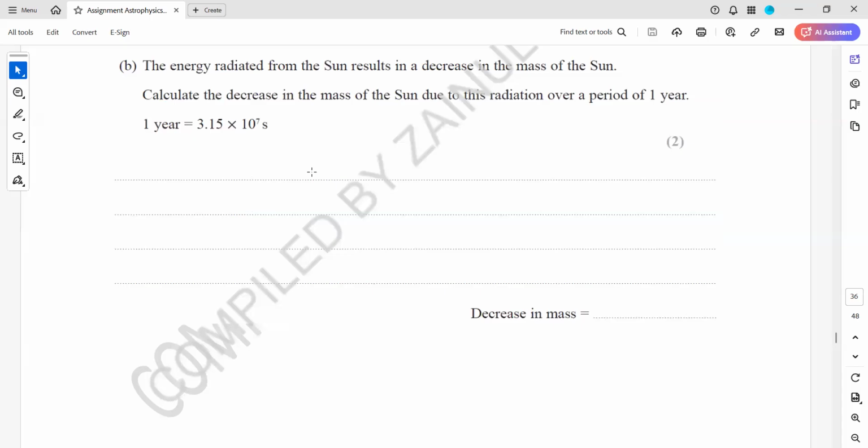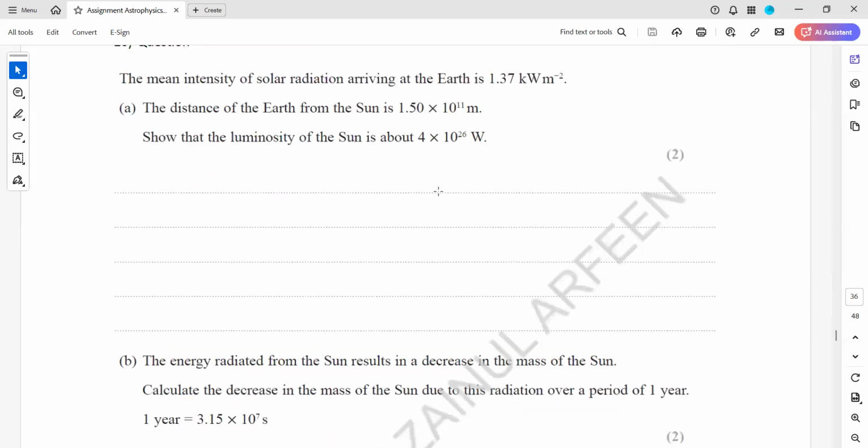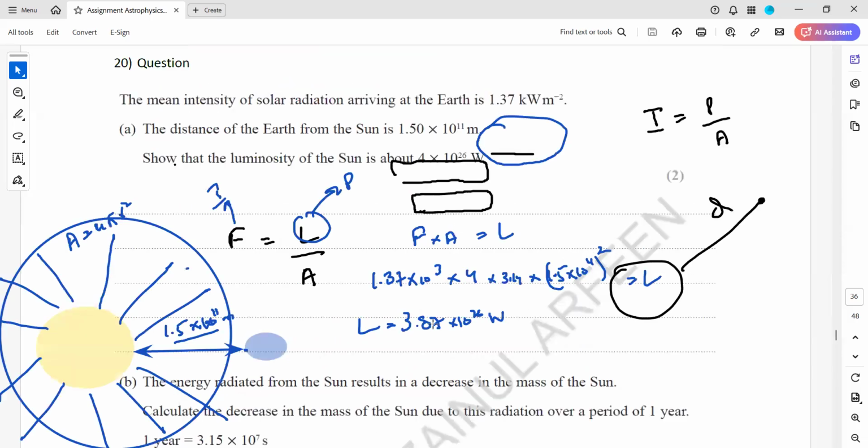The energy radiated from the Sun results in a decrease in the mass of the Sun. Calculate the decrease in mass of the Sun due to radiation over a period of 1 year. As the Sun is emitting energy, the mass of the Sun is decreasing. We want to work out how much mass of the Sun is decreasing in 1 year. And we know the power of the Sun, like the previous one, the luminosity. We just calculated that the luminosity is 3.87 × 10^26, which is about 4 × 10^26.